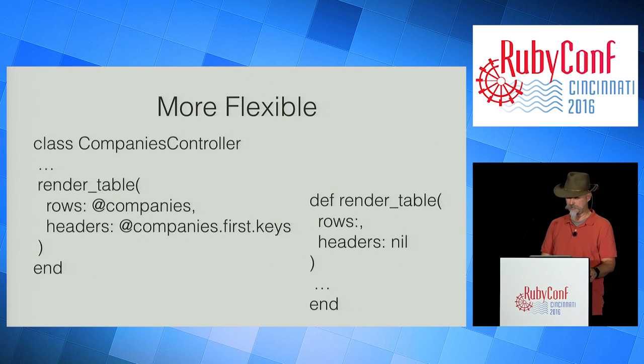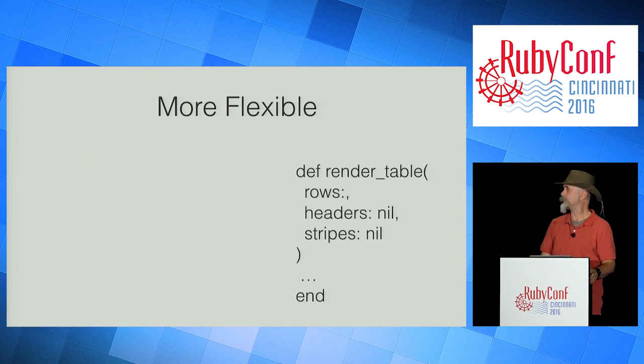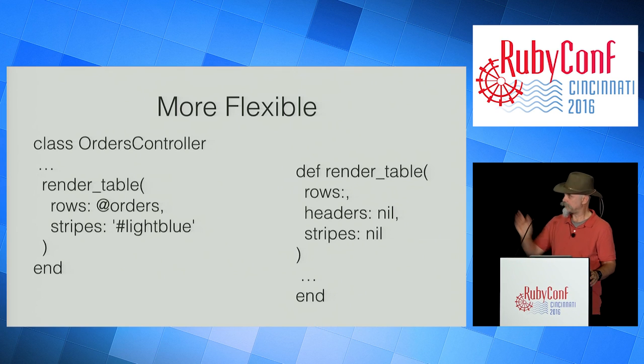And later on, we decide, well, we'd like to be able to control the striping in the table, say. So now I can add a stripes argument and pass that in. Now notice that one controller is passing in one optional argument, the other controller is passing in a different optional argument, and it's all nice and clear and easy to follow.